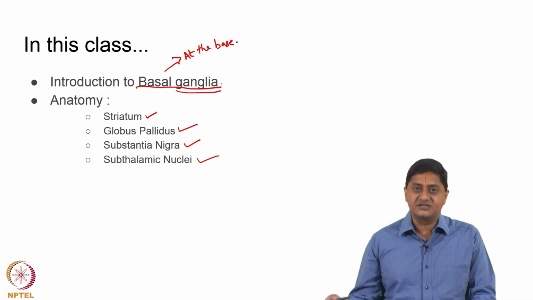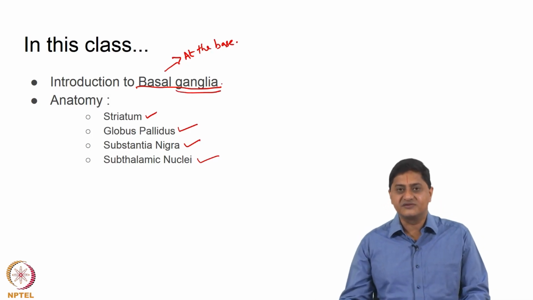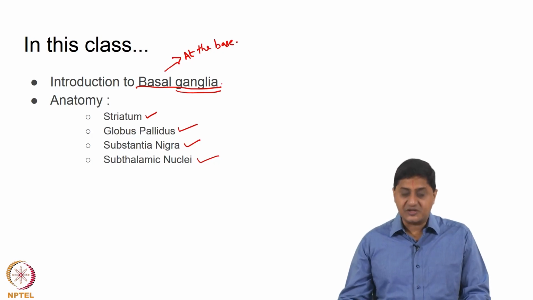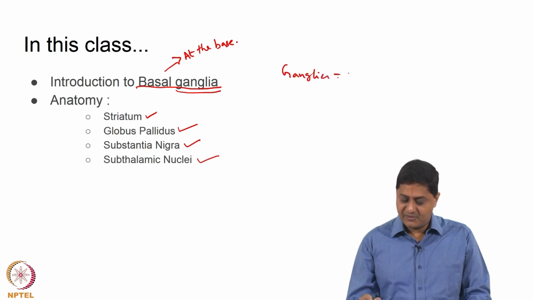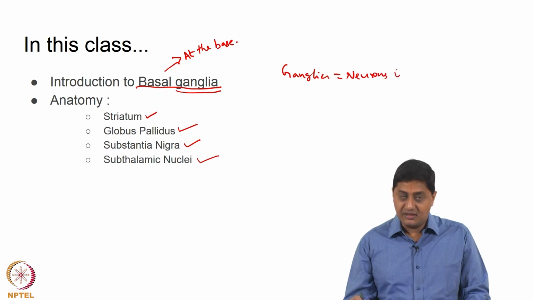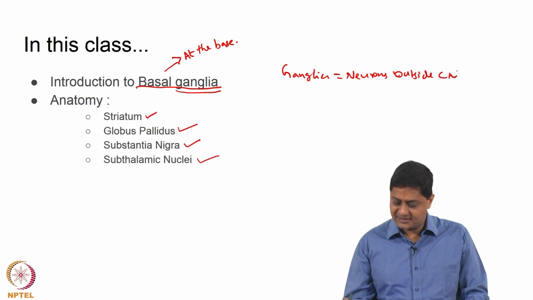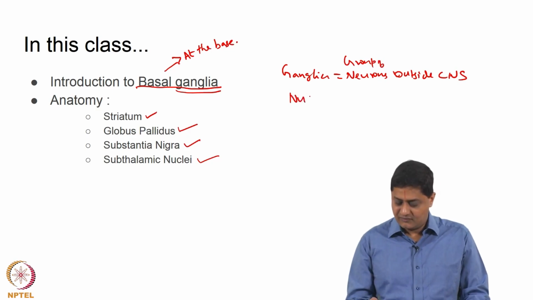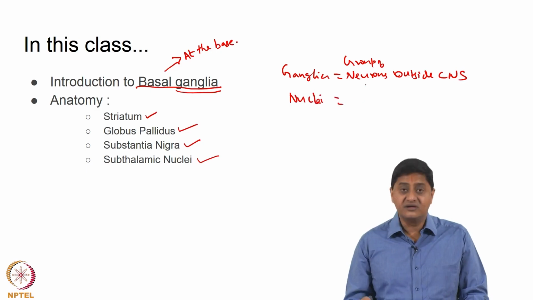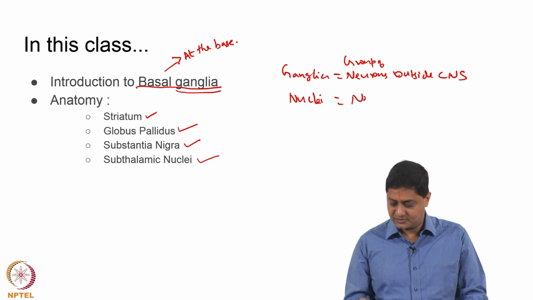Ganglia is a relatively older terminology which refers to groups of neuronal cells. Actually, now ganglia means neurons in the peripheral nervous system. Groups of neurons outside the CNS are called ganglia, whereas within the CNS the word nuclei is frequently used.